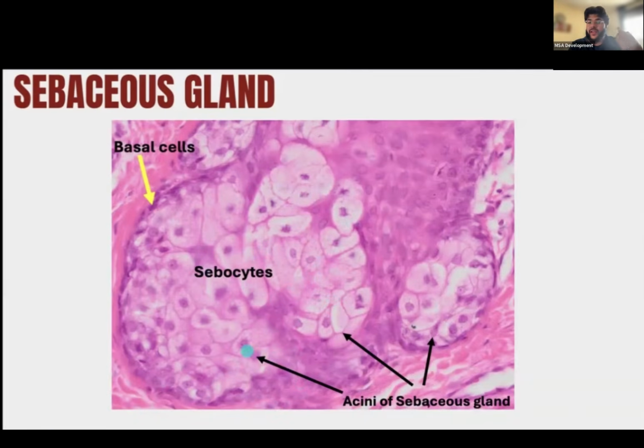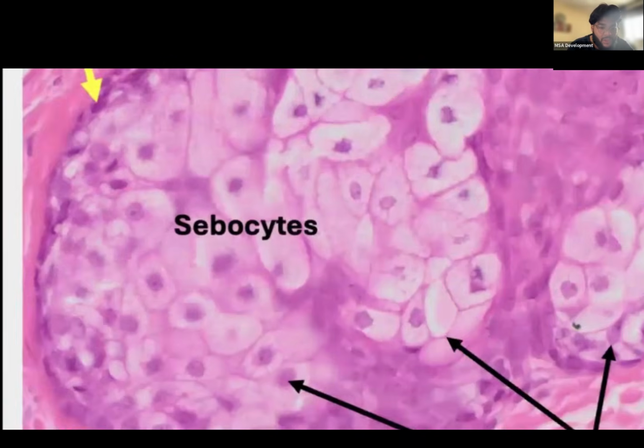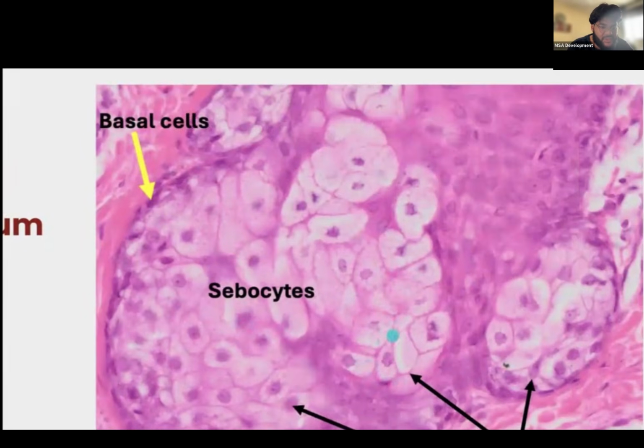This gland is basically the same as your eccrine sweat gland. They're stratified cuboidal epithelium. They have, again, a simple coiled tubular structure. They have a very narrow lumen, again. And make sure to remember that these glands do not have myoepithelial cells. So the eccrine sweat gland has myoepithelial cells, but these sebaceous glands do not have myoepithelial cells. Another image of the sebaceous gland: you have the acini of the sebaceous gland, sebocytes, and the basal cells around them.